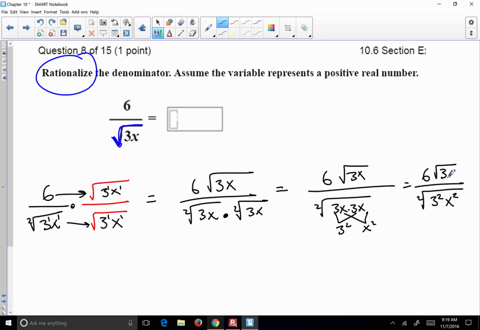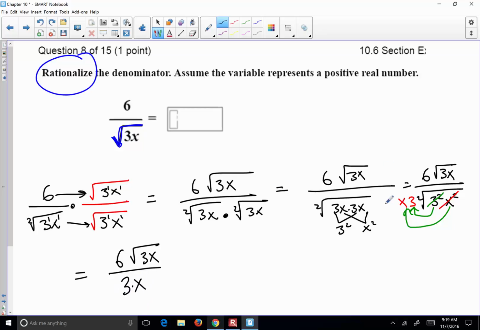Top doesn't change at all. And guess what? This 3 squared comes out, x squared comes out, giving up their powers, because 2 goes into 2 once. This is gone. X squared, 2 goes into 2 once again. Nothing remains. 0 remains. 1, 3 and 1, x comes out. Right? And we have on the top 6, radical 3x. On the bottom only 3 and x.